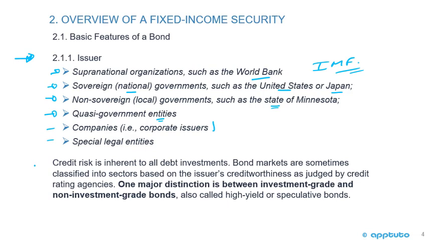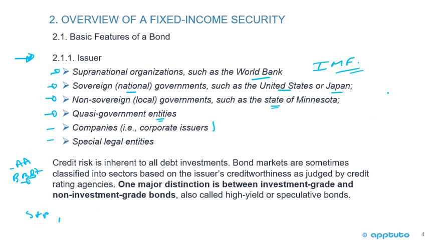So, quick note here, credit risk is inherent to all debt investments. Bond markets are sometimes classified into sectors based on the issuer's creditworthiness as judged by credit rating agencies. Again, we'll see more about that later. So, whether it's AAA or triple B plus, etc. These are the credit ratings by S&P or by Fitch or by Moody's, etc.